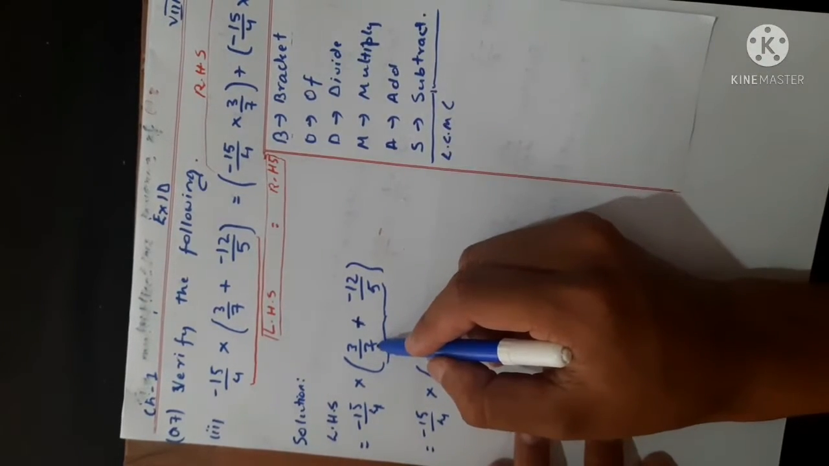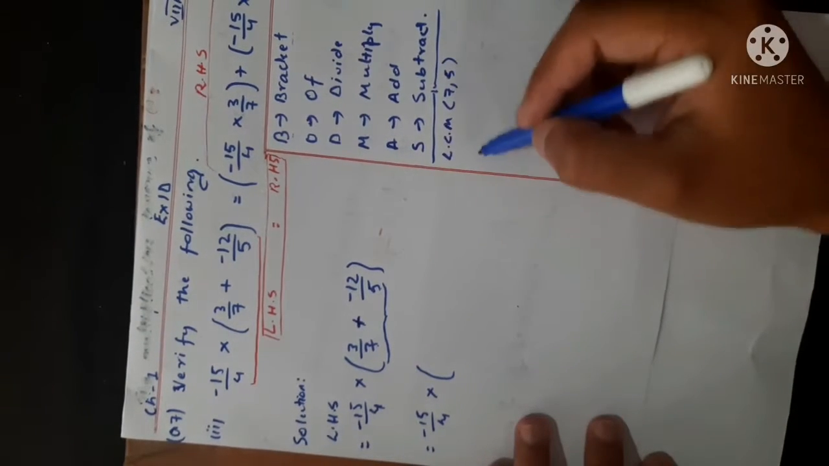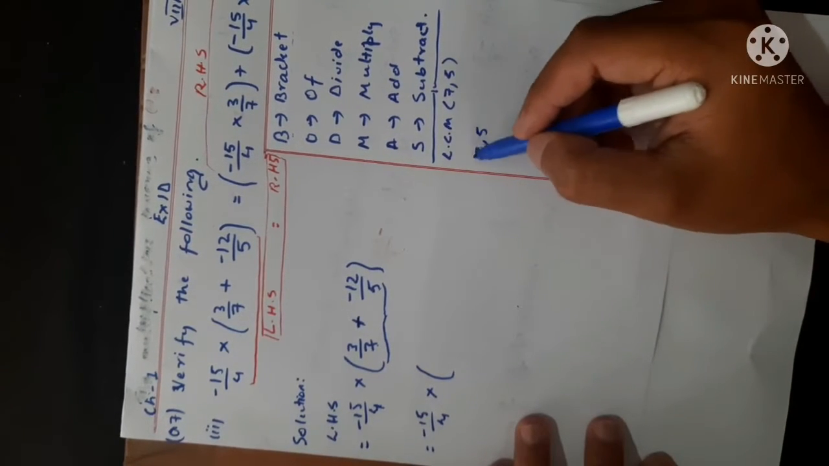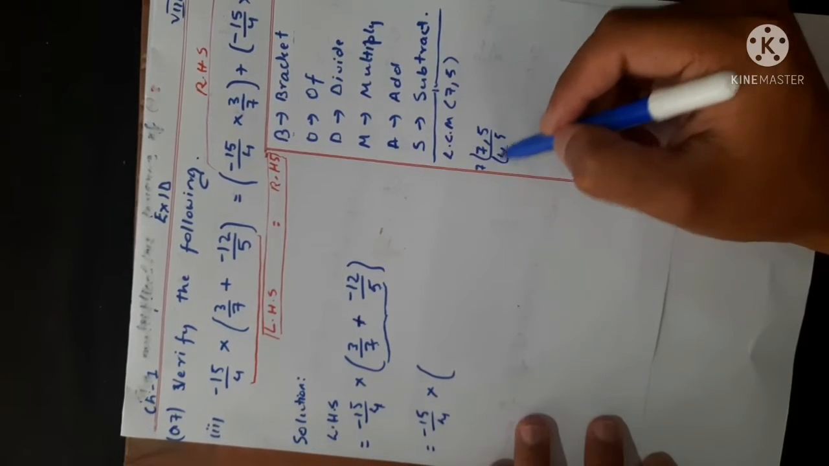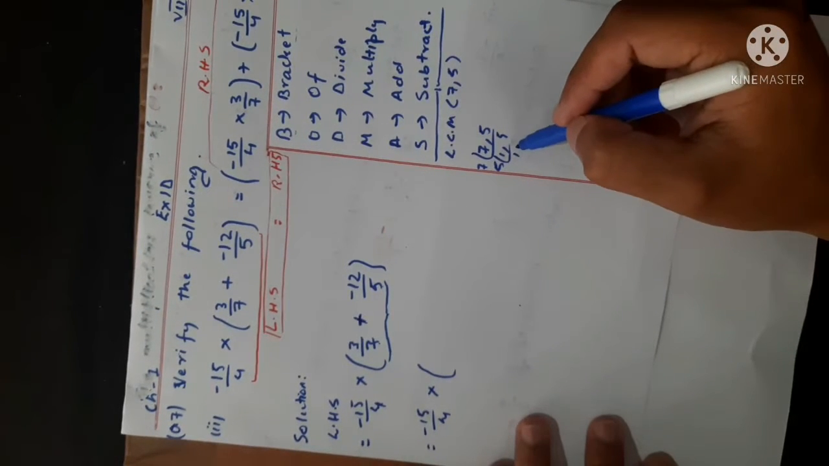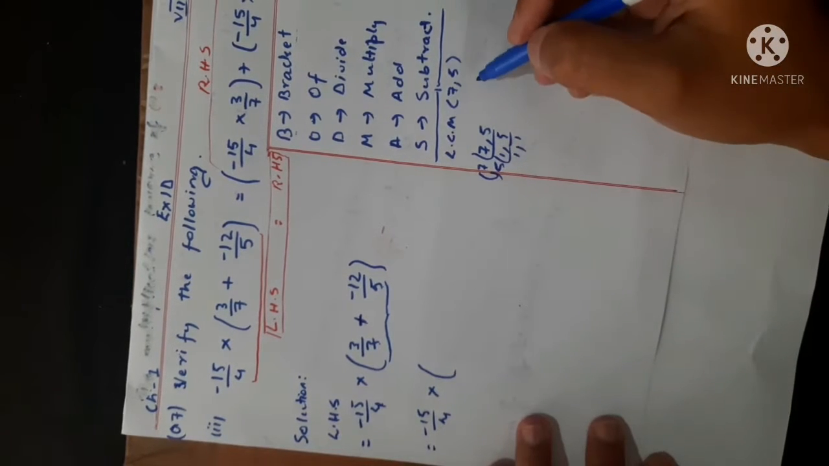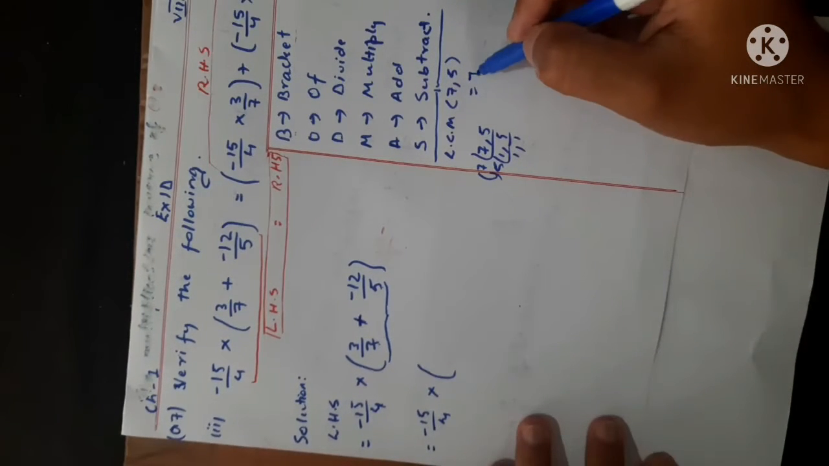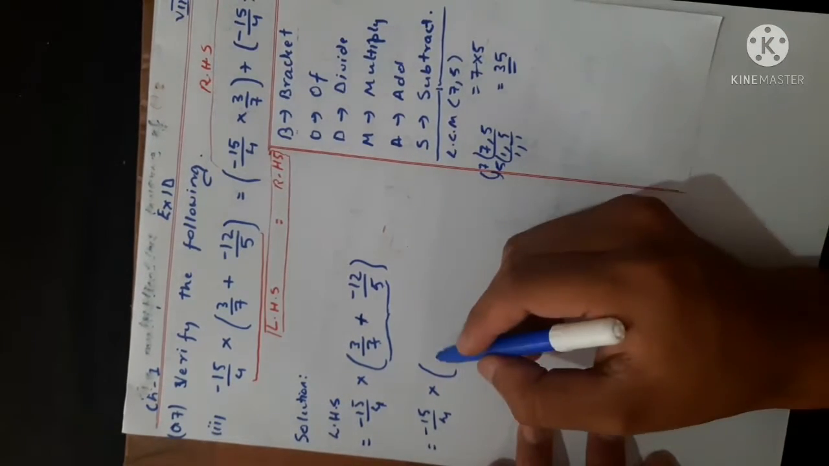The denominator here is 7 and the denominator here is 5. So the LCM of 7 and 5: 7 1 are 7, 5, 7 5 are 35. We multiply 7 by 5, so the LCM will be 7 multiply 5, which equals 35. So now we have got the LCM to be 35.